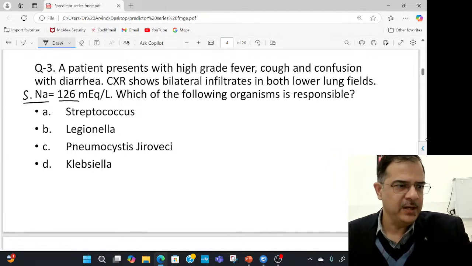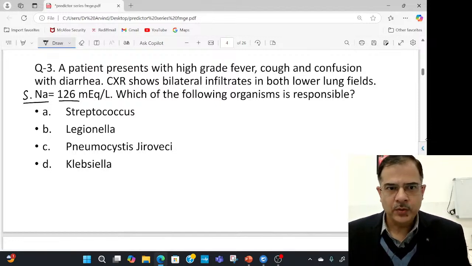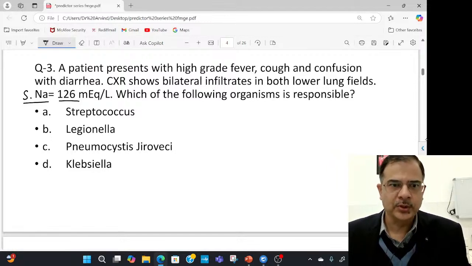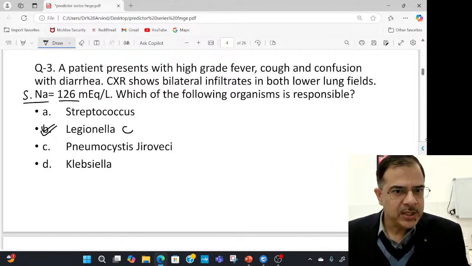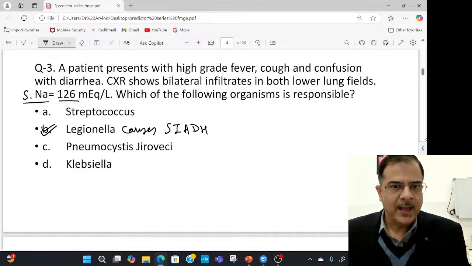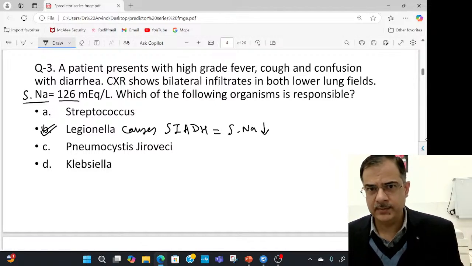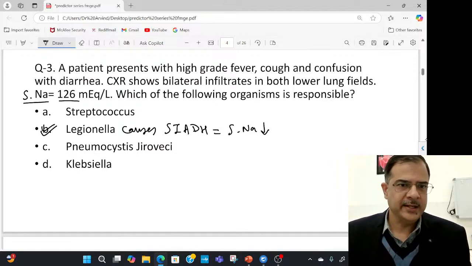It will be 15% which will be given to you. So serum sodium is low and bilateral infiltration is seen in lower lobes. So the answer for this will be Legionella, because Legionella causes SIADH, and SIADH means serum sodium will be low. So sodium value is low here. All of you know the normal serum sodium value is 135 to 145. So the best answer here will be Legionella.